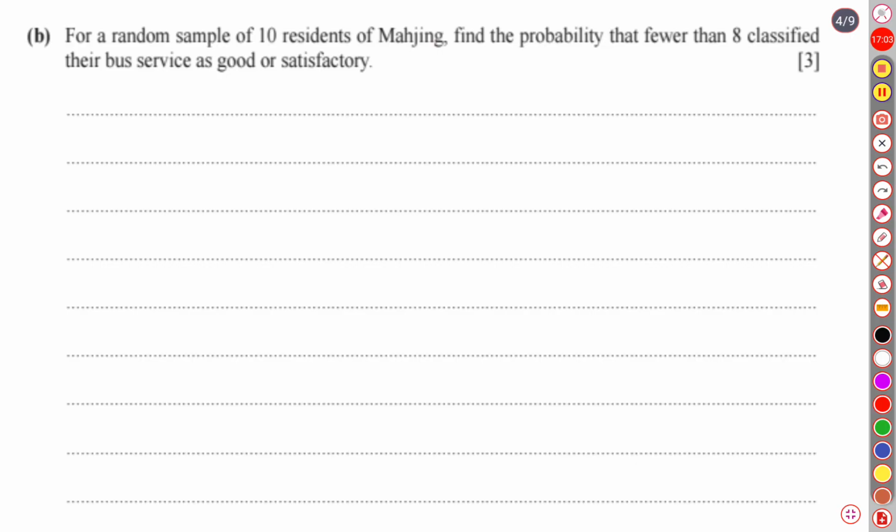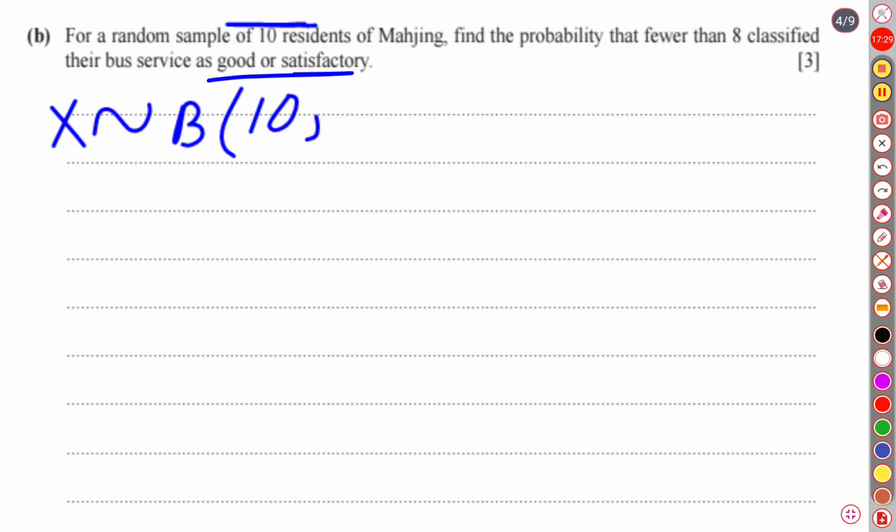Well, this is simply a binomial distribution because the total number of experiments has been given. So X belongs to binomial. We can start our writing, and the parameters for a binomial distribution, you know, are the total number of experiments as well as the probability. So the total number of experiments is 10, and the probability of each experiment is, look, the probability will be good or satisfactory.